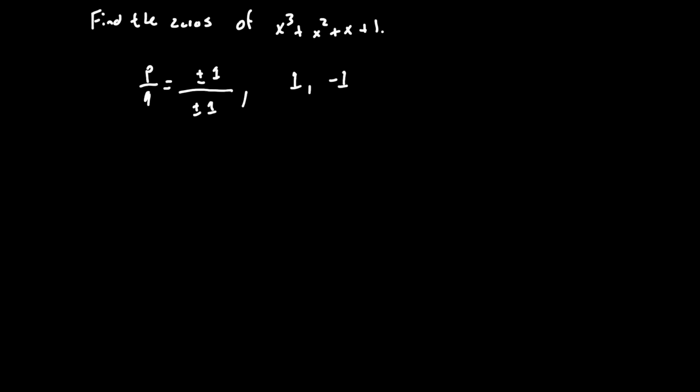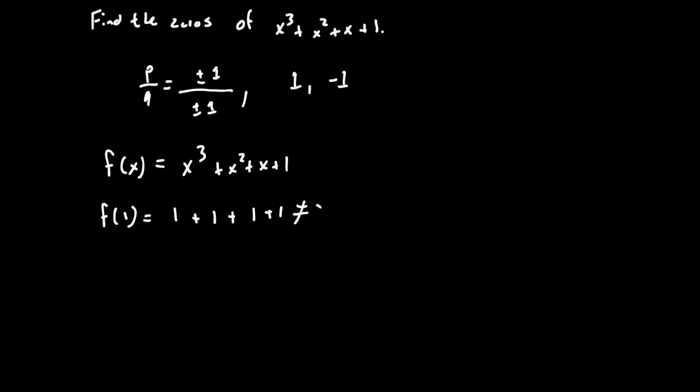So all rational zeros are either going to be 1 or negative 1. To check this, let's evaluate our polynomial function f of x, which is x cubed plus x squared plus x plus 1, at f of 1 and f of negative 1. So f of 1 is going to be equal to 1 plus 1 plus 1 plus 1. This is clearly not 0, so 1 is not a zero by the factor and remainder theorem.